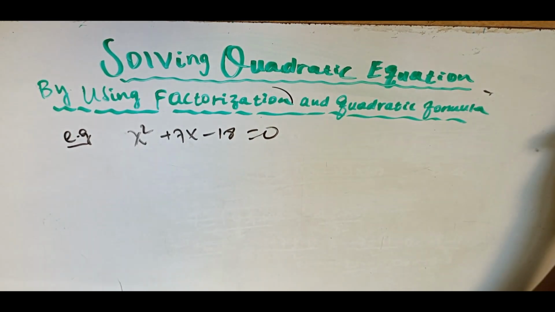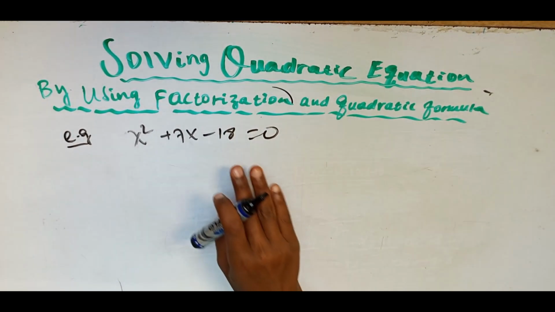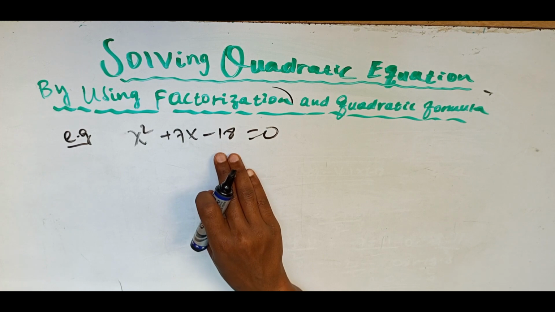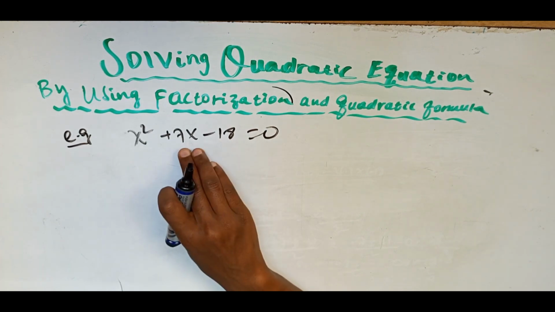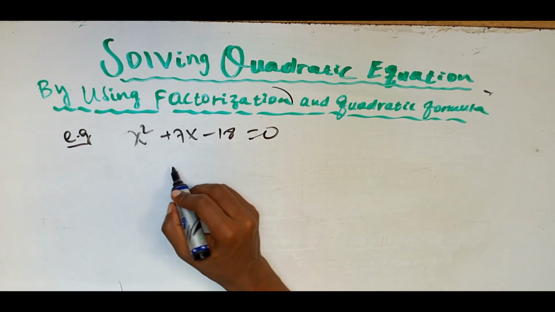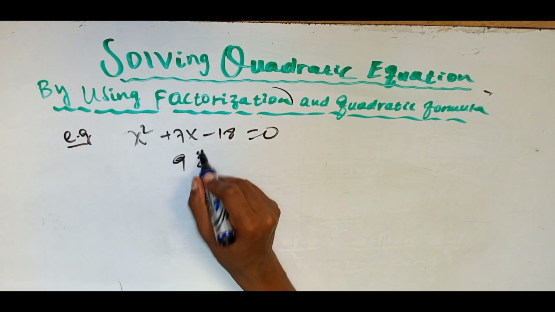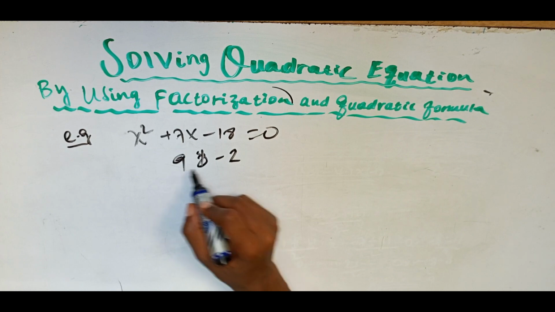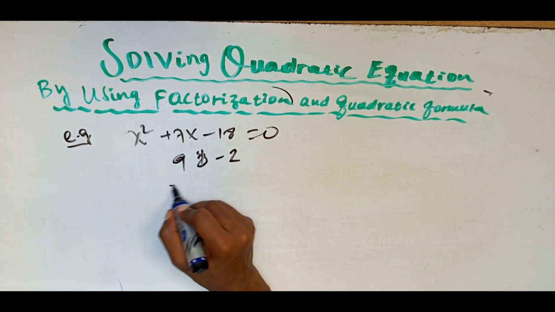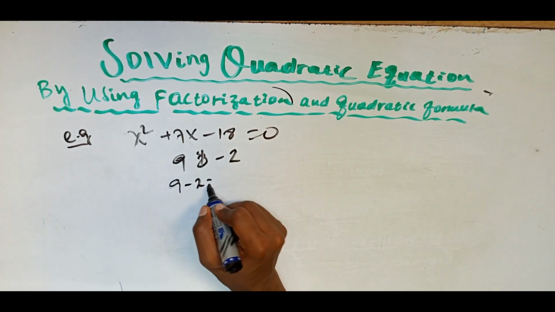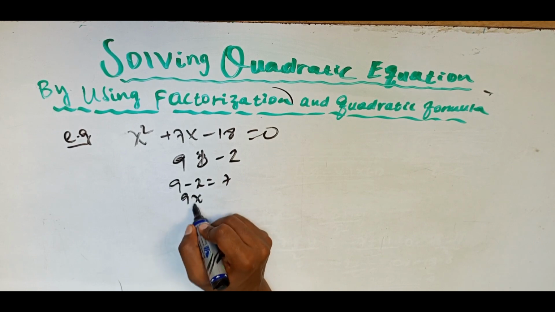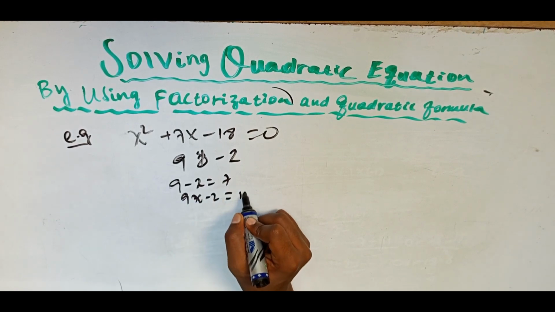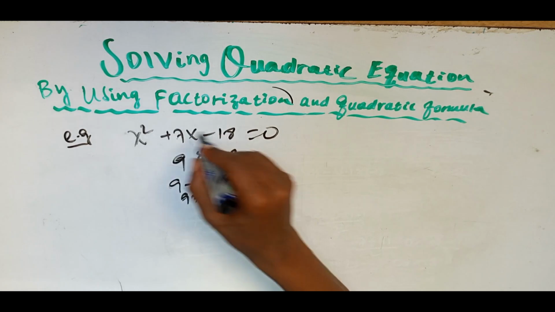So by using factorization, what we are going to do is find two numbers which when we multiply them, we get minus 18 and plus 7. So those numbers may be plus 9 and minus 2. 9 minus 2 is 7. 9 times minus 2 is minus 18. So we are getting these values.